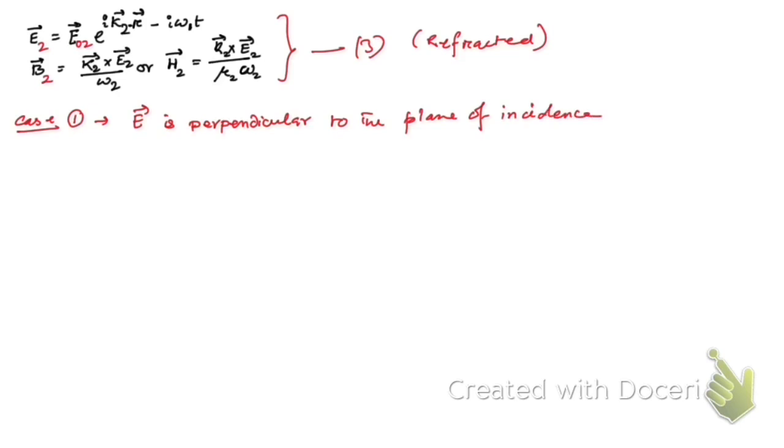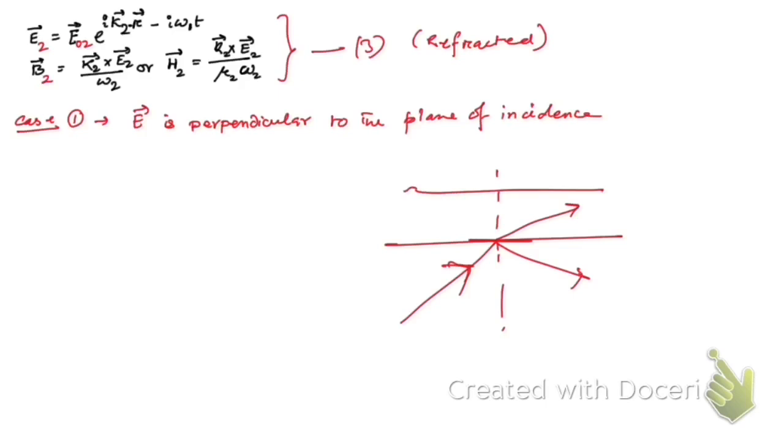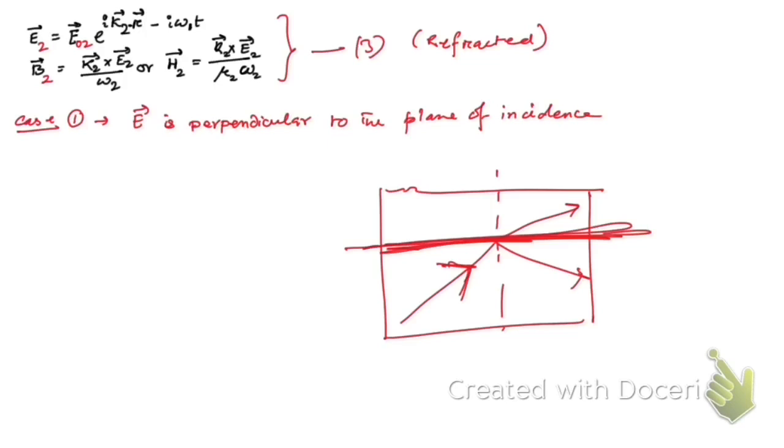The plane of incidence means the plane which contains all three rays. This is the incident wave, this is the boundary where it strikes, this is the normal, this is the transmitted wave, and this is the reflected wave. The plane on which these waves lie is the plane of incidence. Don't think that the boundary is the plane of incidence. The incident ray strikes this boundary, but that doesn't mean the boundary is the plane of incidence. The plane of incidence contains both the reflected and incident waves.